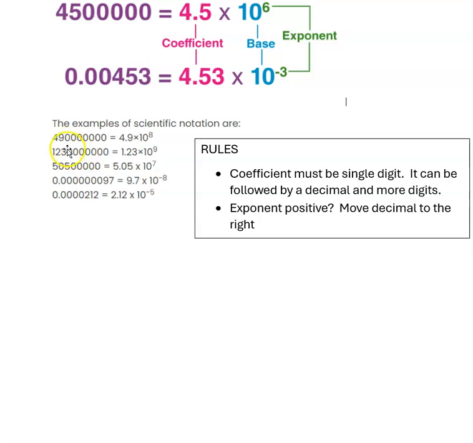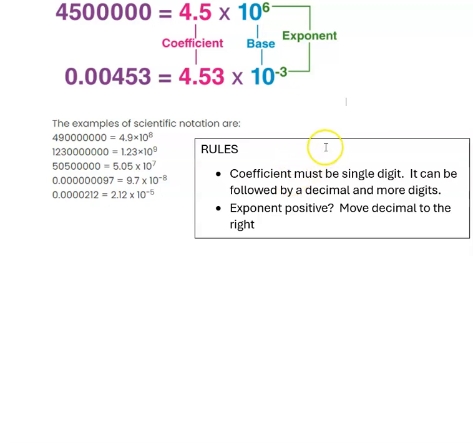And notice each of these numbers, these first three, are large numbers. Look at the exponent. They are positive exponents. These are small numbers. They're negative exponents. You're not at this point expected to read this, like 97 whatever, billionths or something. You don't have to worry about that.